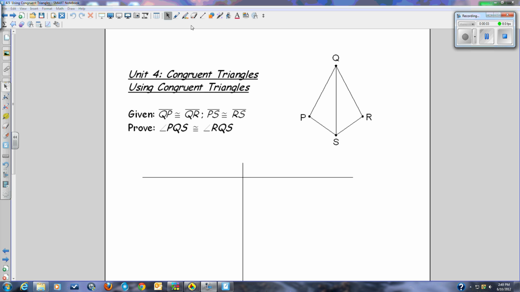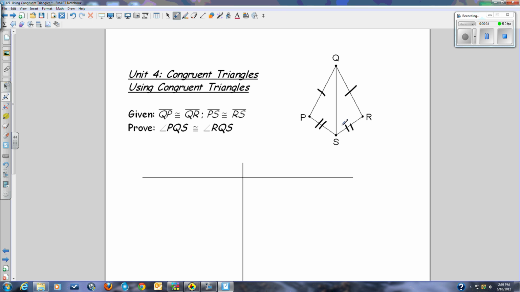Today's topic is using congruent triangles. What we're going to be doing is looking at this diagram and doing a two-column proof. You're given the side QP is congruent to side QR. So let's mark that. And the side PS is congruent to side RS, so we'll also mark that. And we'd like to prove that angle PQS is congruent to angle RQS.